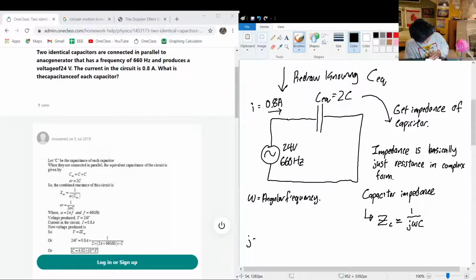And j is the complex term. It's not really relevant for this particular circuit, but just keep in mind that it is there. You do need to be familiar with complex numbers, but just keep in mind that this is the complex term. Not really relevant for this particular circuit.